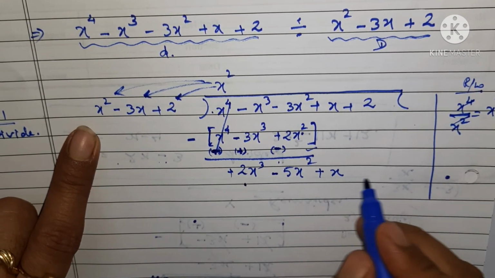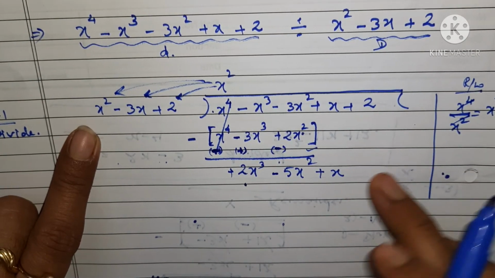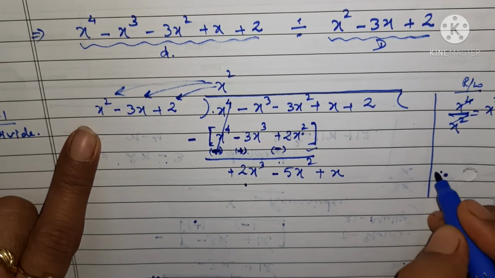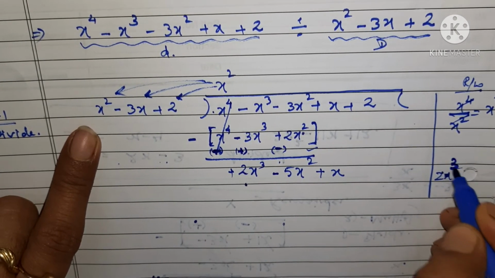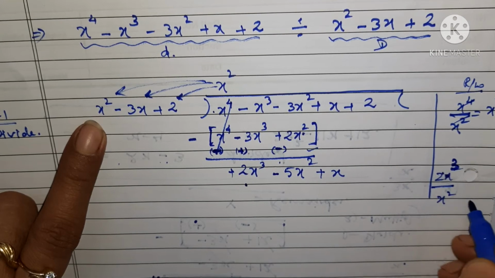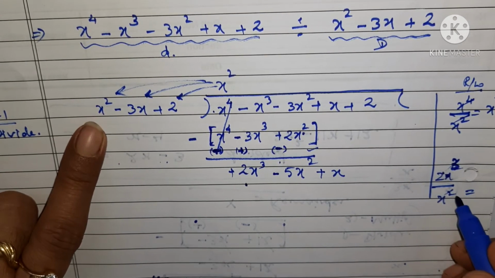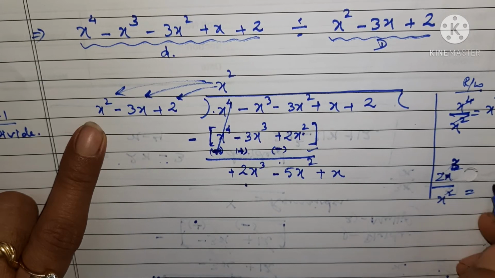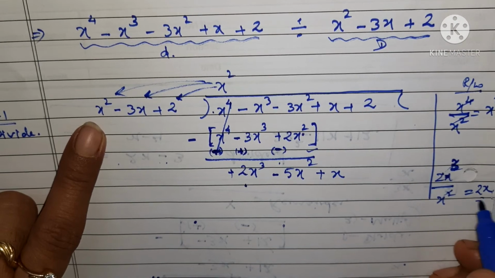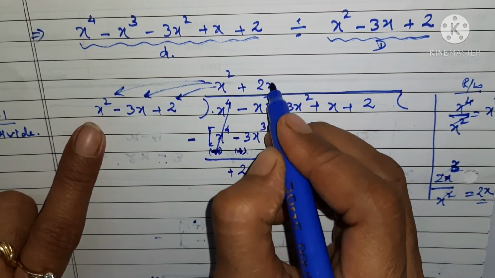Now again the first term is to be divided by this. So here, just in front of this, because we have completed this step, you can do your rough work. So 2x cube divided by x square will give you how much? You will just take out two of the x's from this x cube. You will get 2x. This is your next quotient, so it becomes 2x.